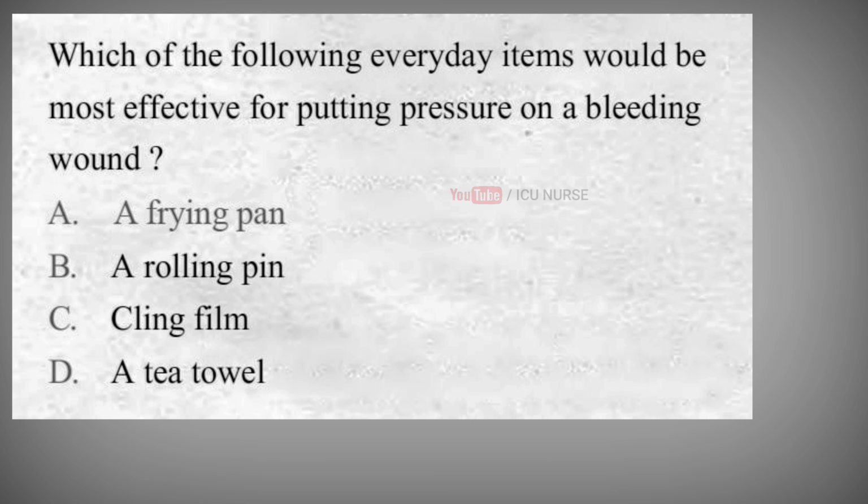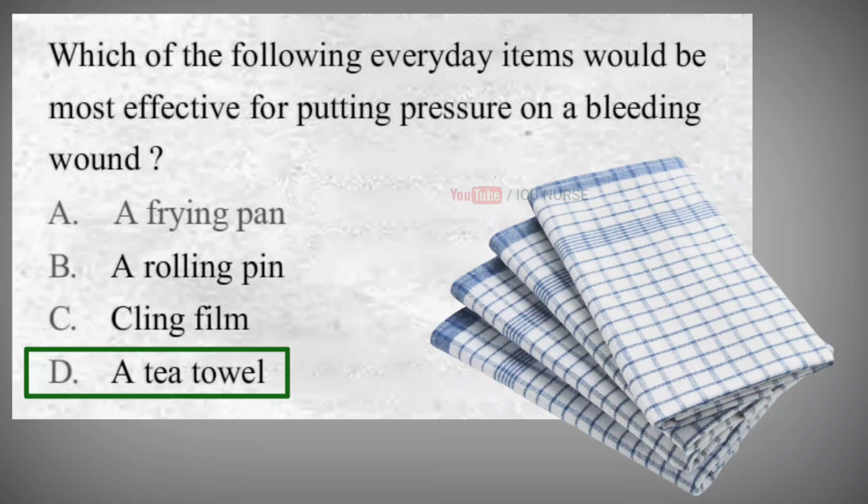Which of the following everyday items would be most effective for putting pressure on a bleeding wound? A. A frying pan. B. A rolling pin. C. Cling film. D. A tea towel. And the correct answer is D. A tea towel. It is ideal to use something clean and absorbent, like a tea towel or a piece of clothing.